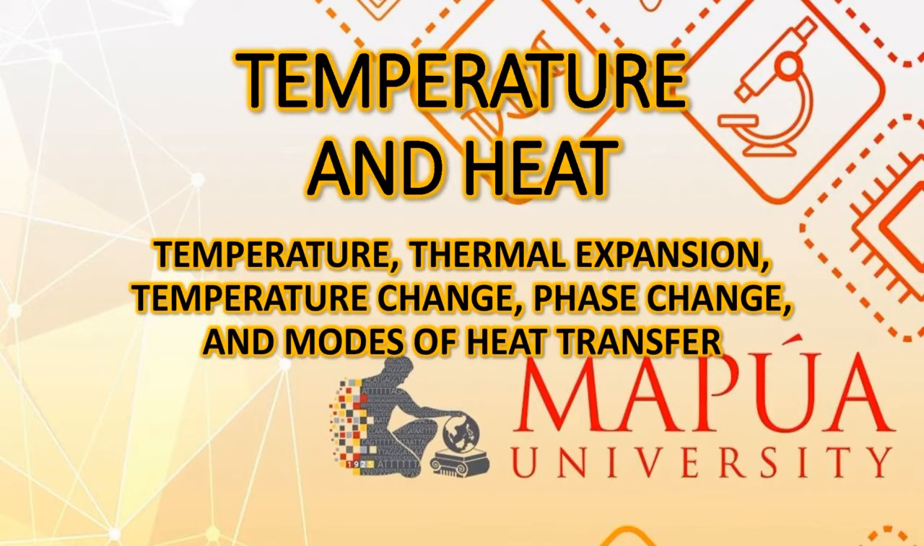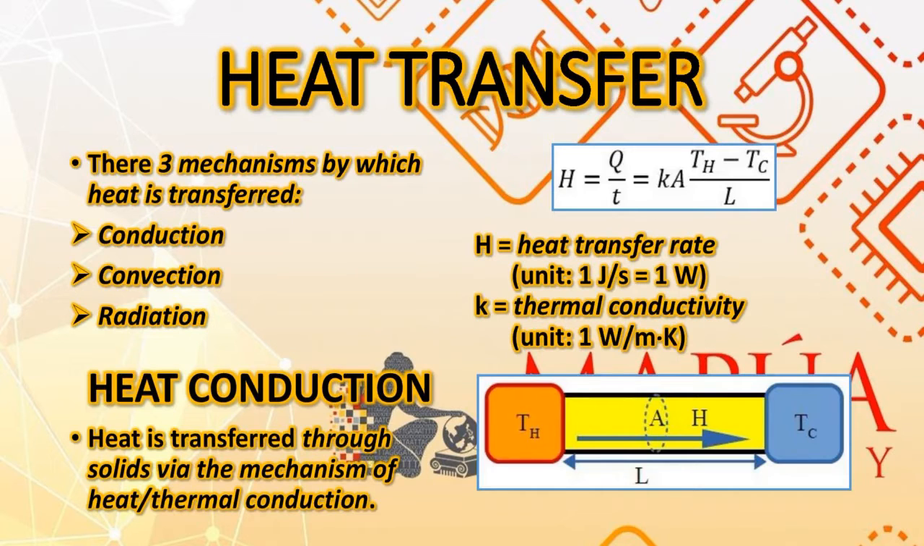And now we move on to the modes of heat transfer, where we have heat conduction, heat convection, and heat radiation. In the previous discussions, we simply looked at how much heat is transferred and its effect on the temperature and phase of the object. Let's now take a look at how fast heat is being transferred. And so we have heat transfer. There are three mechanisms by which heat is transferred.